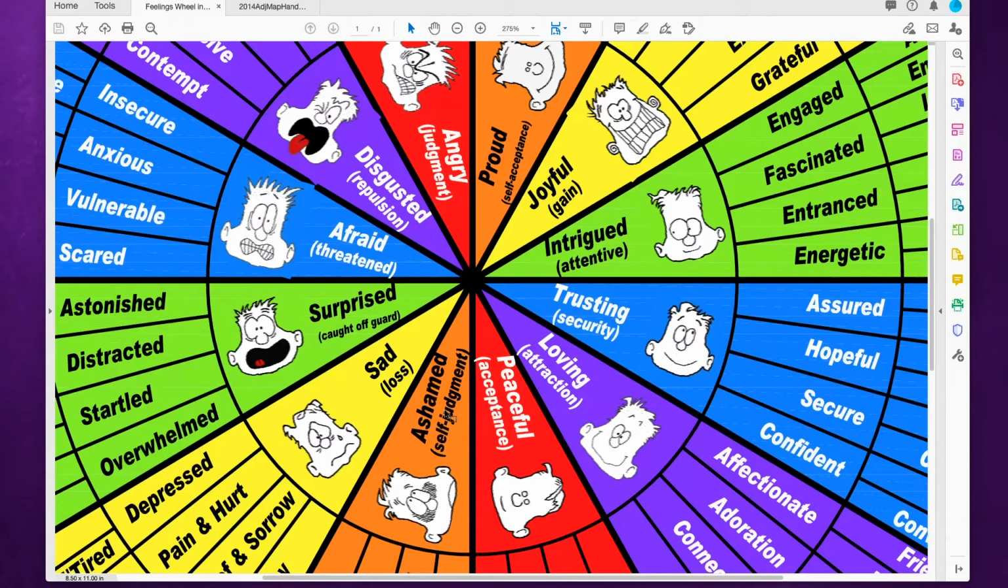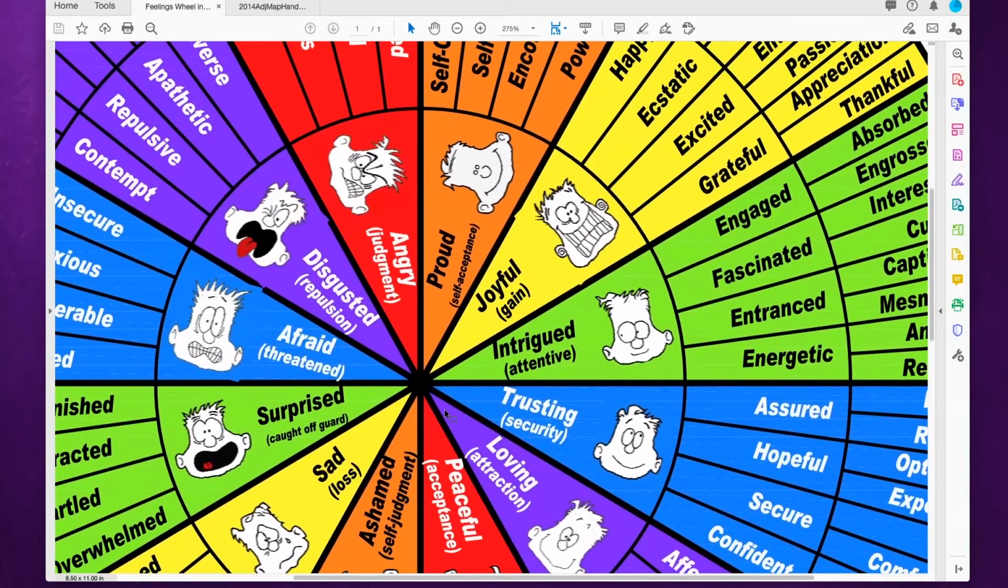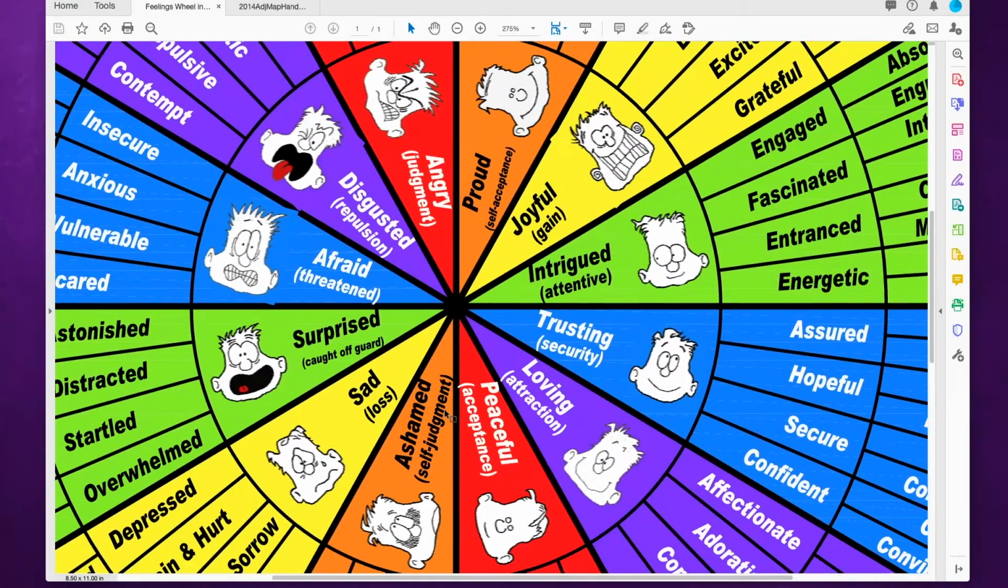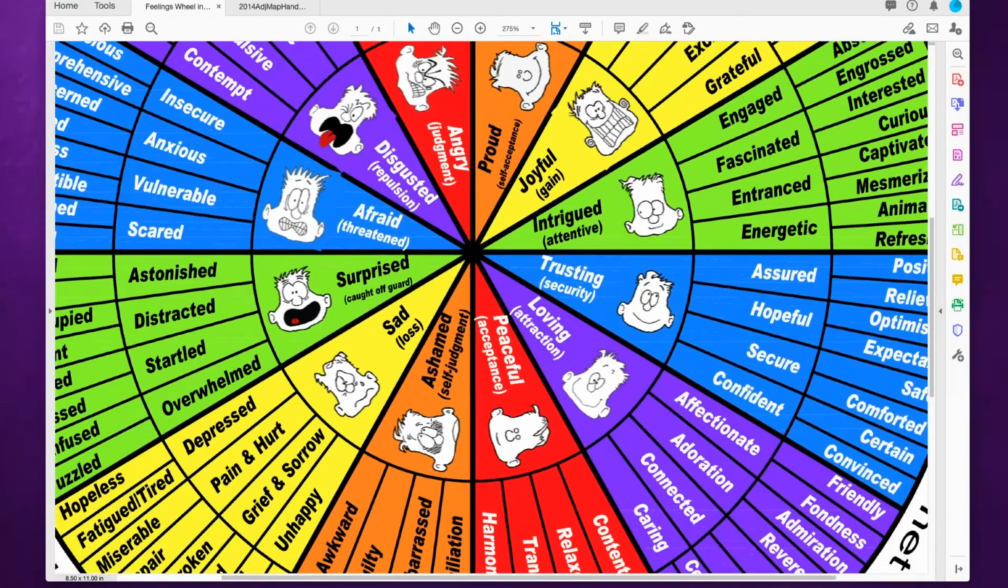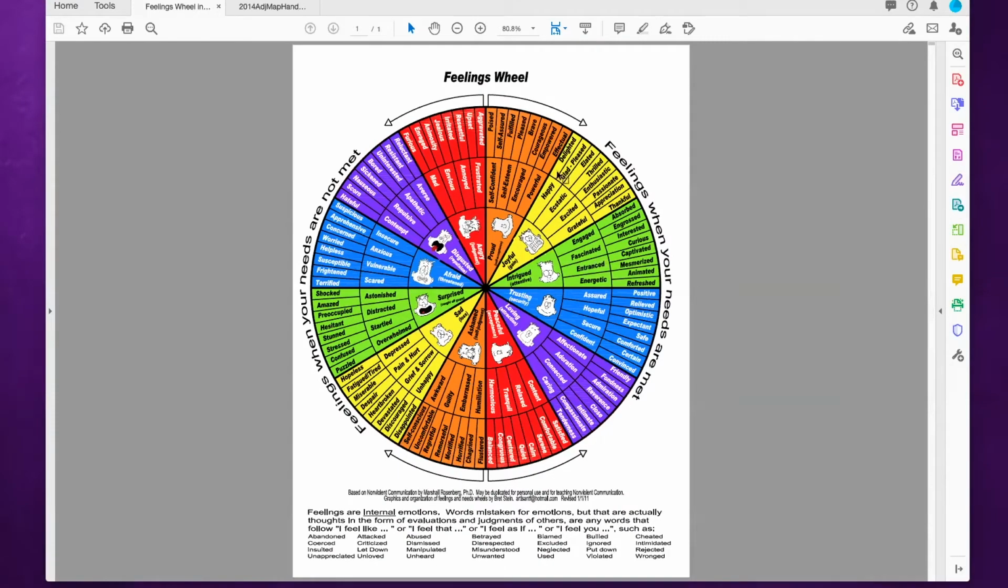What's interesting is what's next door to those. If you look at peaceful, you see acceptance, and then angry, judgment. So, I mean, that's where it gets confusing, I think. Well, yeah, and I think it gets confusing there because they're saying these are all just feelings when your needs are being met in the right hemisphere, and in the left hemisphere, it's when your needs are not being met.